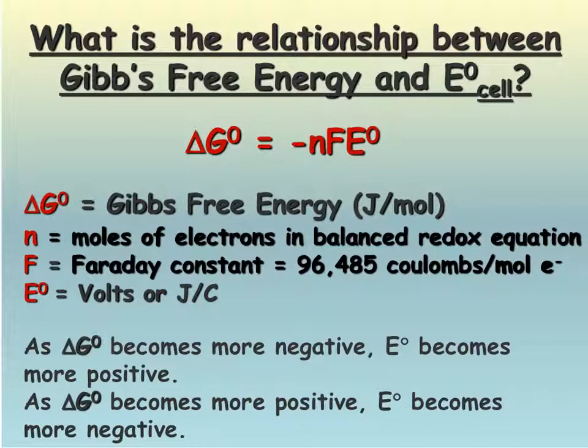All right. So in general, the more negative delta G becomes, the more spontaneous the reaction, the more favored it is, so the higher our E cell gets. And the more positive delta G becomes, the more negative our E cell gets, because this is a non-thermodynamically favored process.